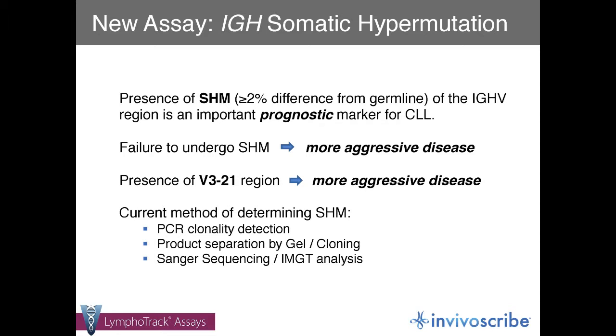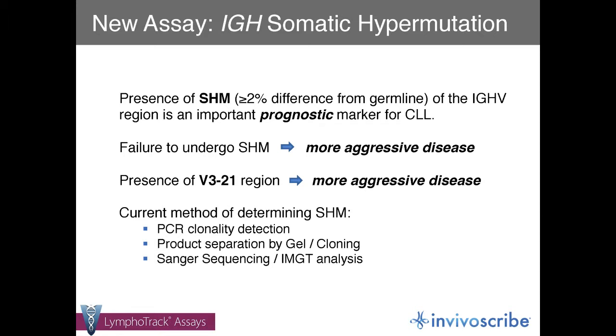So let's talk a little bit about somatic hypermutation. In our talk last year, people came up and said, okay, I like this test, but I need to do the somatic hypermutation analysis. Why? Because somatic hypermutation, which is defined as greater than 2% difference from the germline of the IGH region, is important for prognostic value. Failure to undergo somatic hypermutation indicates a more aggressive disease. Also, just the presence of the V3-21 region indicates a more aggressive disease. That sequence information, obviously, you can get from next-gen sequencing from our assays.